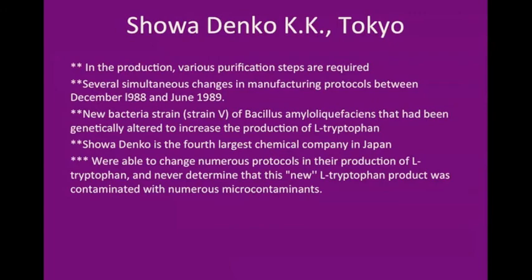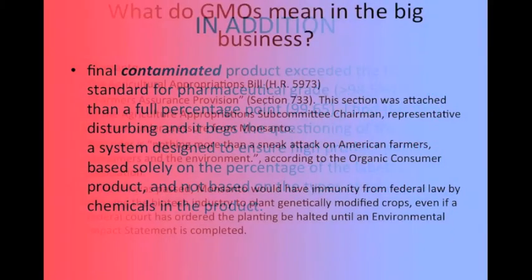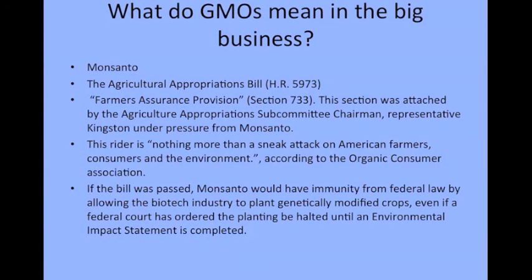Analysis of the manufacturing procedures at Showa Denko revealed several simultaneous changes in manufacturing protocols. These included the introduction of a new bacterial strain that had been genetically altered to increase the production of L-tryptophan. This is the fourth largest chemical company in Japan, and they were able to change numerous protocols in their production of L-tryptophan. In addition, this product exceeded the FDA standard for pharmaceutical grade by more than a full percentage point, which is disturbing because it begs the question of the logic of the system.